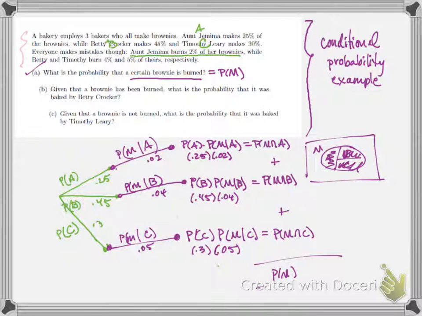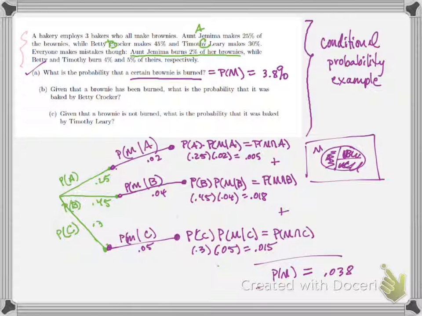Okay, and you can verify a quick calculation that this is 0.005, this is 0.018, and this is 0.015. And adding them all up, you get 0.038. So that is our answer, 3.8%, the probability that a certain brownie is burned.